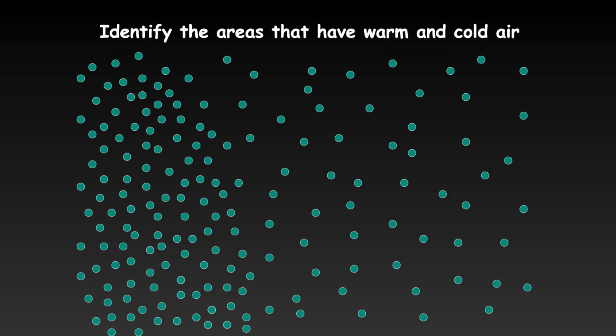So the first question is, which sides are warmer and colder based on just the distribution of the gas molecules? So you'll notice on one side the gas molecules are close together, on the other side the gas molecules are spread out. According to just that, which side would be warmer and which side would be colder? If you said that the left side is cold and the right side is warm, you would be correct.